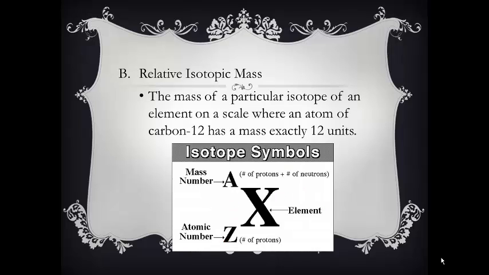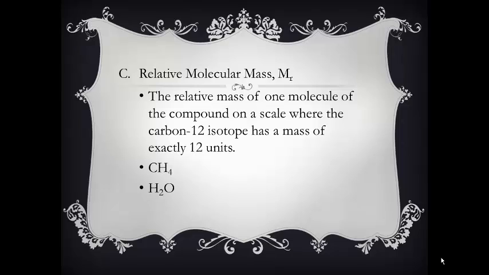How do you write the isotope of an element, or really just any element? You have the mass number in the top left. That's the protons and neutrons, which is also called the nucleon number. The element symbol, and then the atomic number, which is the number of protons, is in the bottom left.